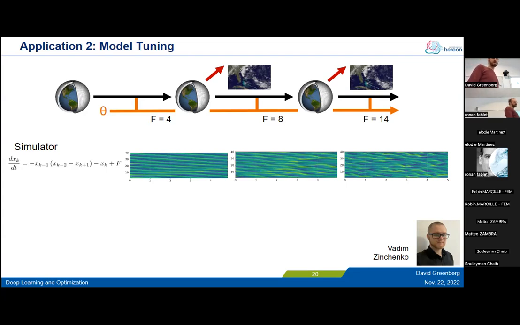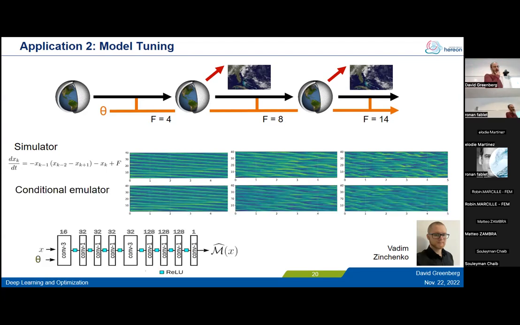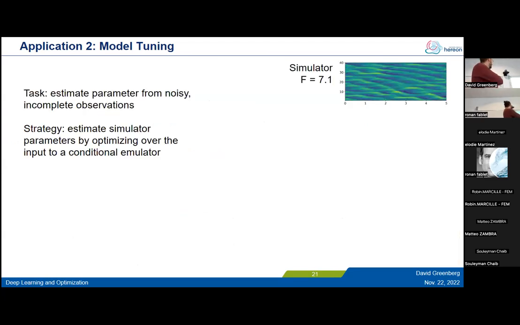So here the idea was, well, what if we train a neural network to predict the next time step again, but now instead of simply providing the previous time step, we also provide an additional channel, which is simply the parameter value F at all spatial locations. We train it now using a collection of different simulations with different F values. And having done so, again, looking at noisy and incomplete data, we can ask, can we reconstruct the correct parameter that was used to generate a simulation?